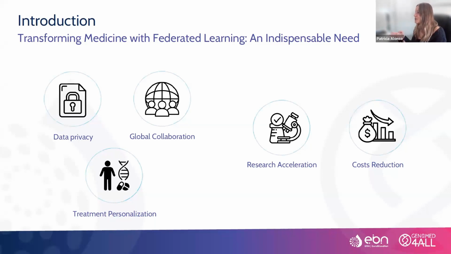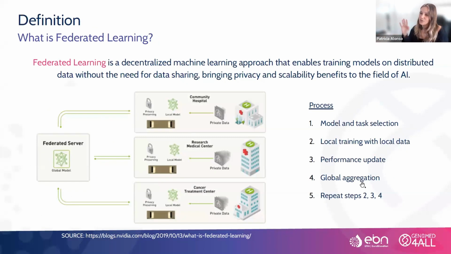But despite giving you the reasons to believe in federated learning, I have not yet explained what federated learning is. So what is the process that, for example, an AI model follows in a federated environment? In this next slide, I have written a possible definition of federated learning. Federated learning is a decentralized machine learning approach that enables models on distributed data without the need for data sharing, bringing privacy and scalability benefits to the field of AI.